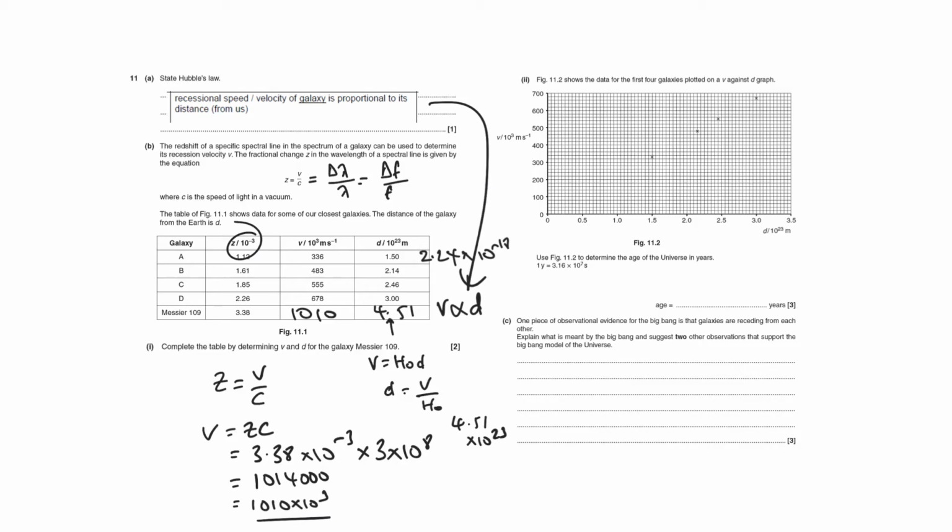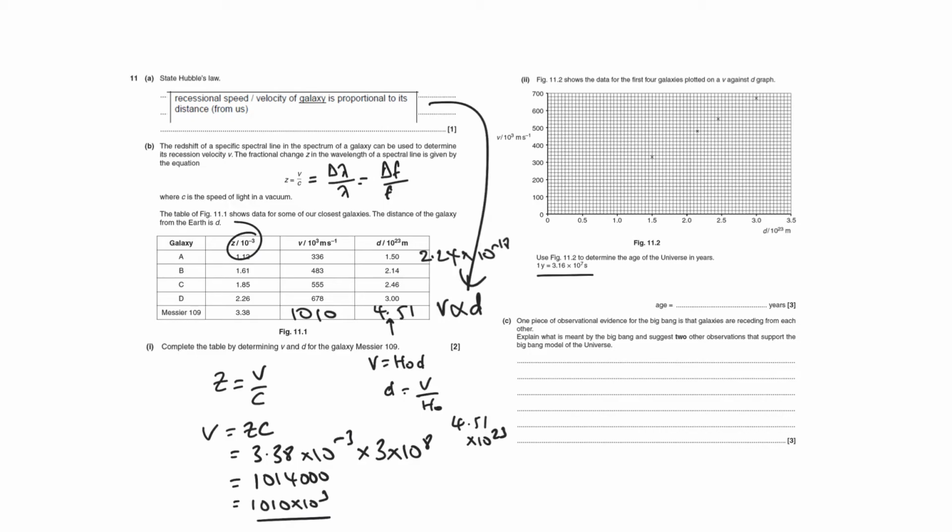For the next part, figure 11.2 shows the data for the first 4 galaxies plotted on a v against d graph. So the best thing that I suggest you do to start with is just double check the units, because you've seen them as kilometres per second and megaparsecs, and in this case it's already converted into the standard units for you, but we still have got some times 10 to the 23 and times 10 to the 3. So use figure 11.2 to determine the age of the universe in years, and then it's given us a unit here for how many seconds are in a year. So give that one a go, and when you're ready, resume by pressing play.